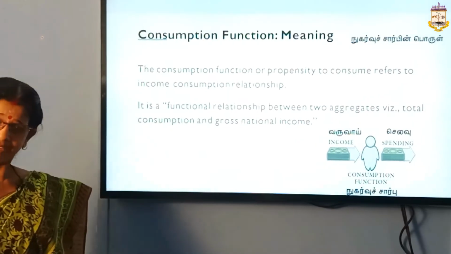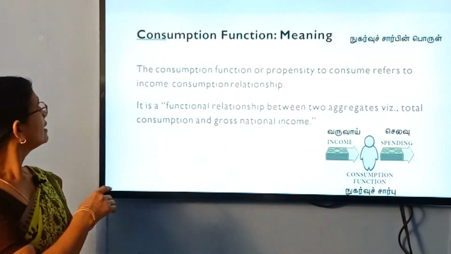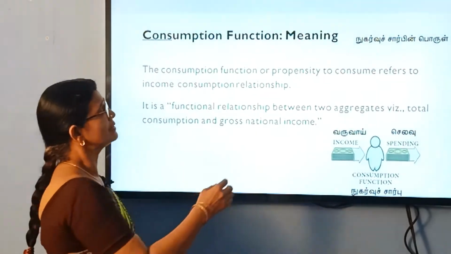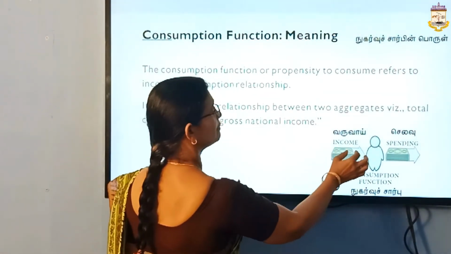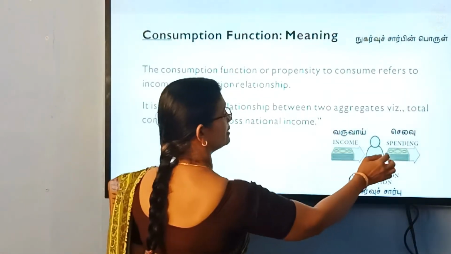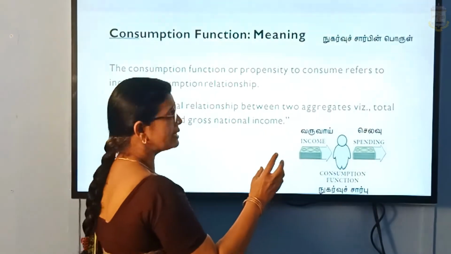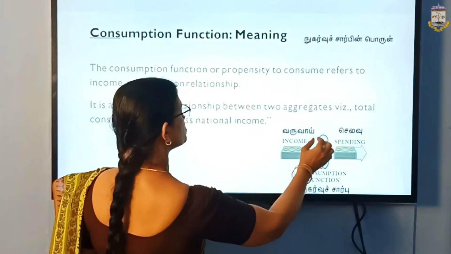What are the two aggregates, children? Total consumption and gross national income. See this image. Here, income and spending are moving in the same direction. It seems that there is a relationship between income and spending.